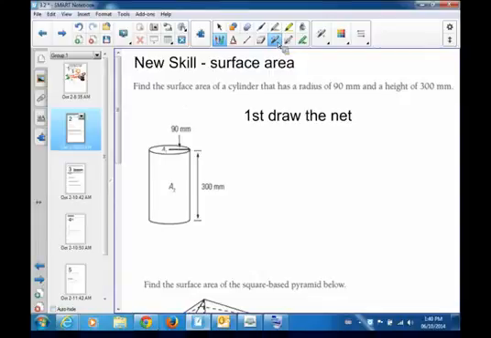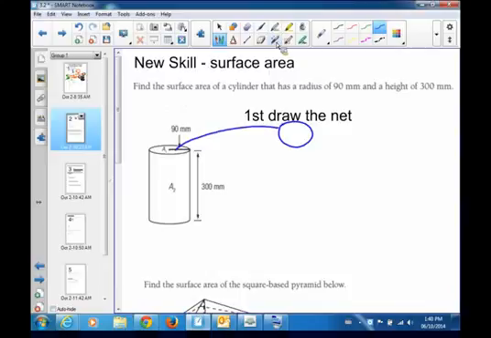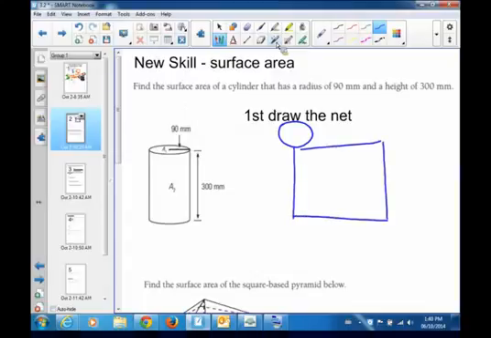So to draw this, you've got the top, it's a circle. First draw the net, yeah. Then you've got the rectangle. And then you've got the bottom circle. Right? Just join in on the second page with us, guys. Surface area.